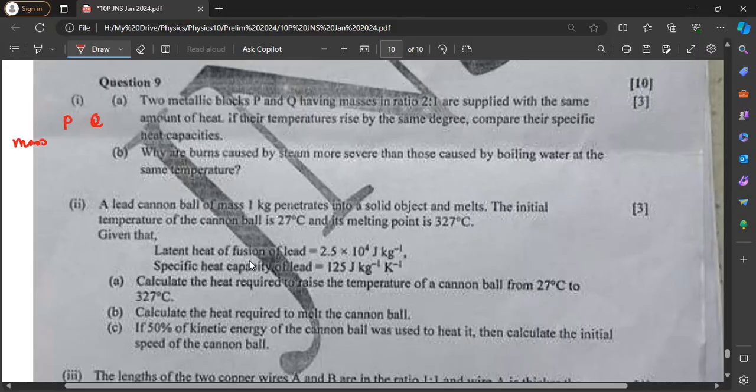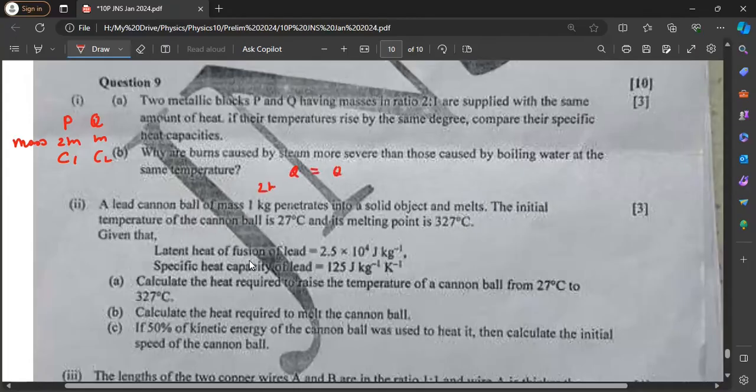Mass is 2m and this is m. Supplied with the same amount of heat, Q is same. If the temperature rises by the same degree, compare the specific heat. So C1 and C2 we have to compare. Now they get the same amount of heat, so Q is equal to Q.